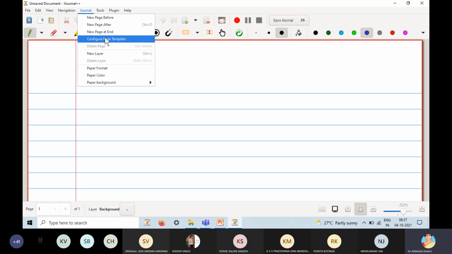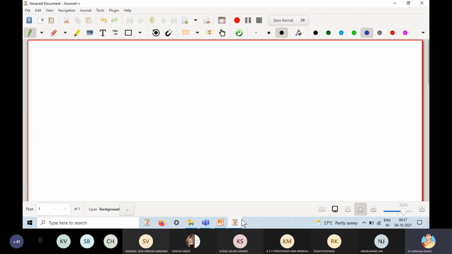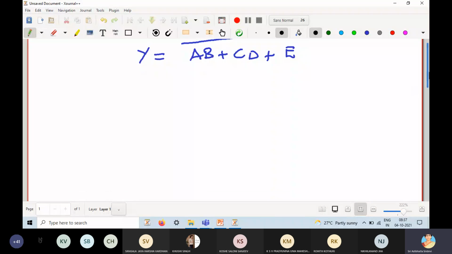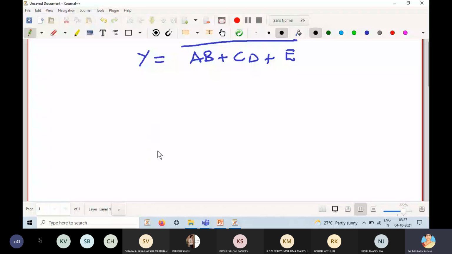Let us take one expression. I'm going with a little bit complicated expression so that you can draw the simple expressions very easily. Y equal to AB plus CD plus E whole bar. Whenever we want to draw the stick diagram, we should draw the circuit first, right? So all of you know how to draw this circuit, correct?